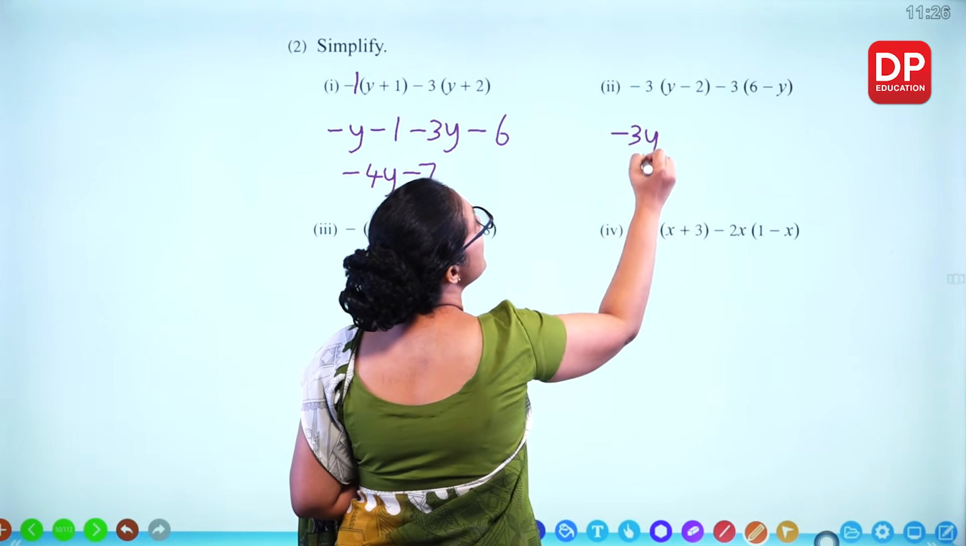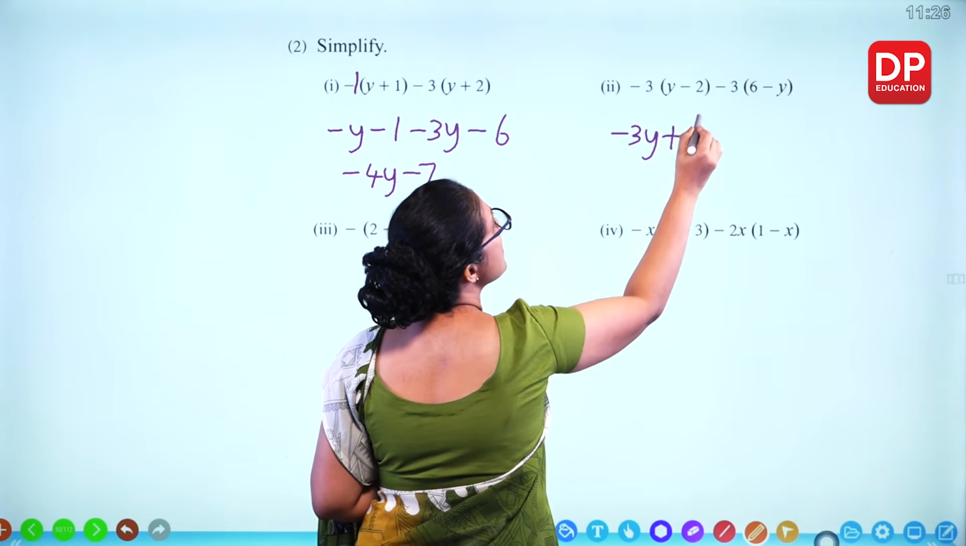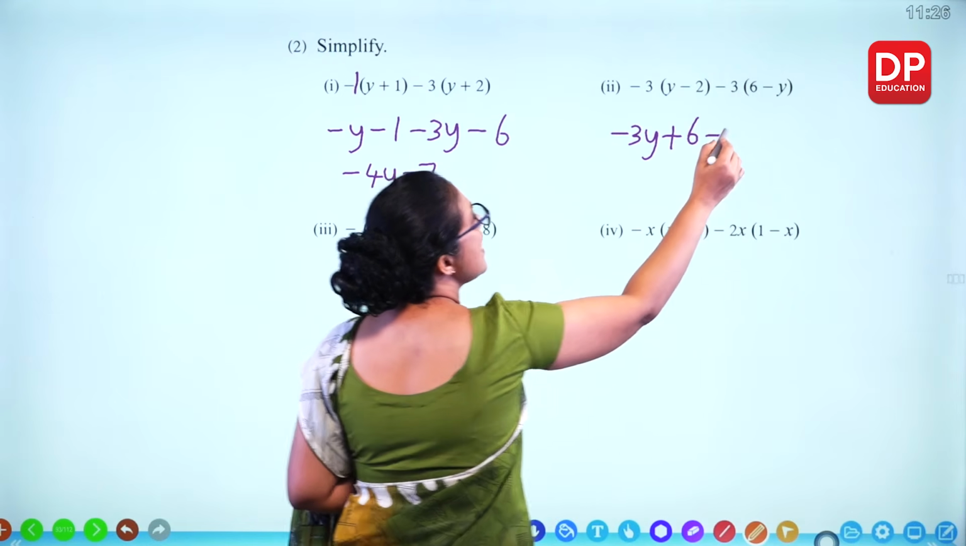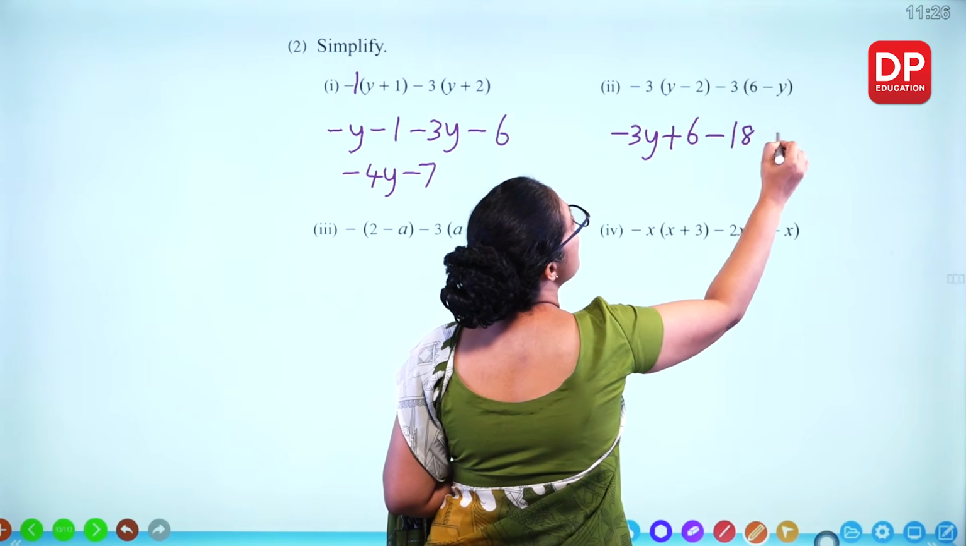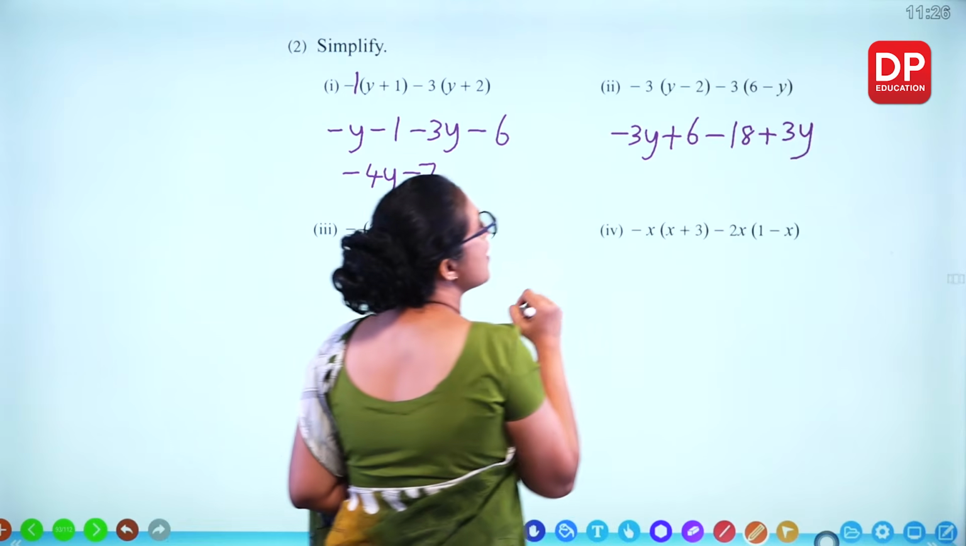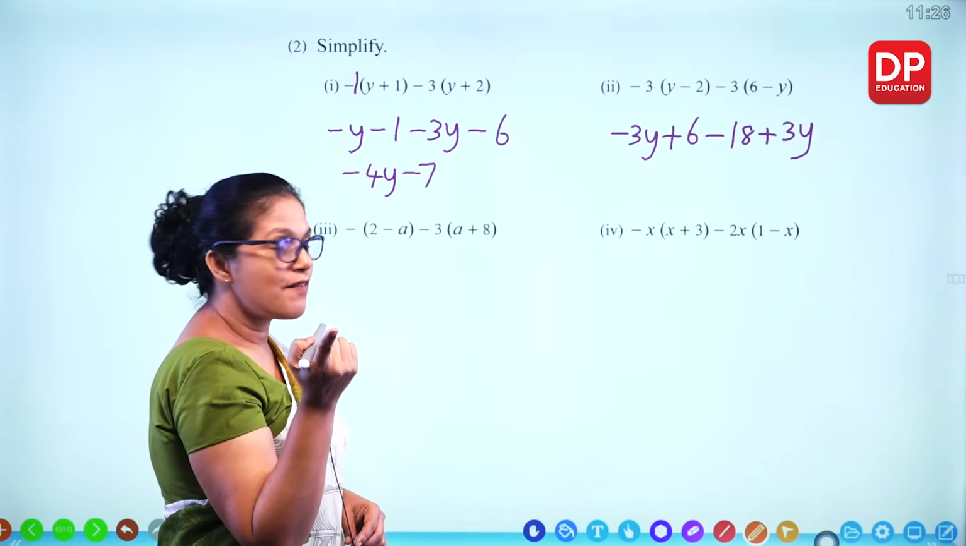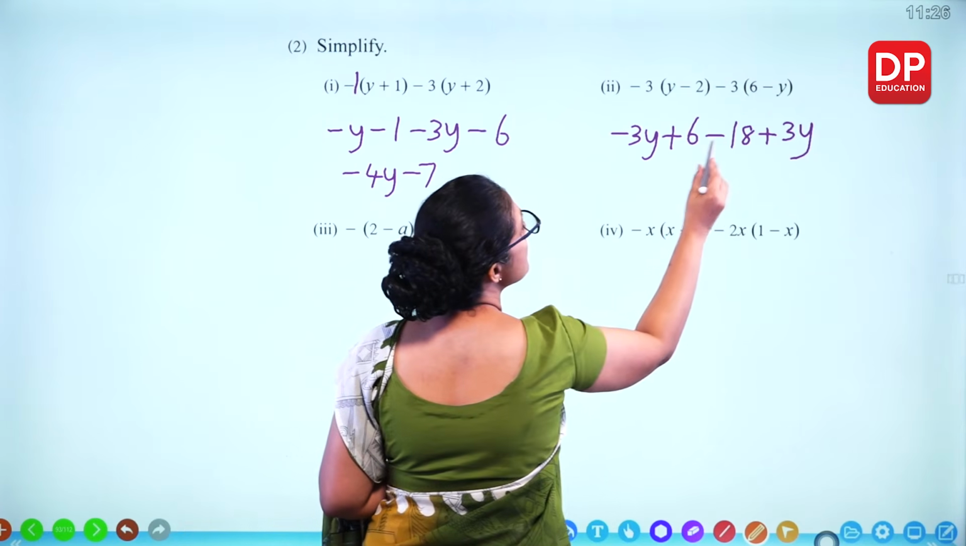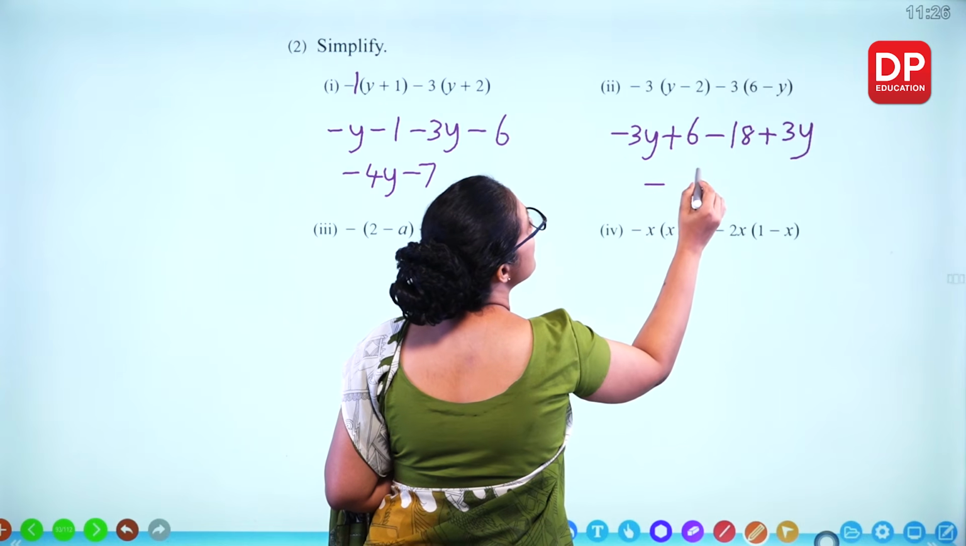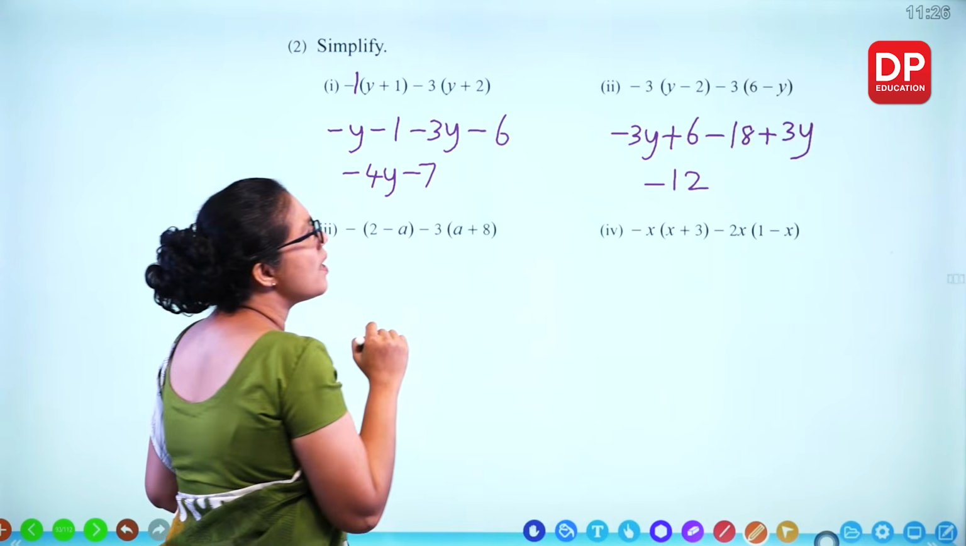Minus 3y. Here minus minus plus 6. Minus 18 and plus 3y. Minus 3y and 3y get cancelled out. You get 6 minus 18, that's minus 12.